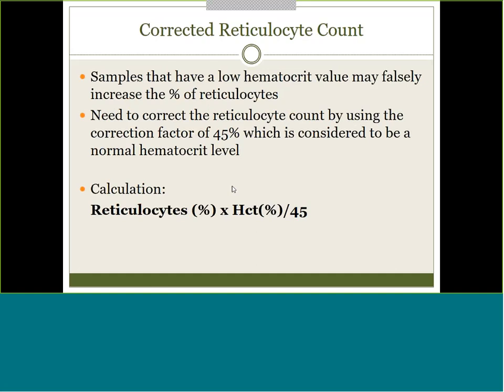So it's your reticulocyte percentage that you came up with times the hematocrit that they have divided by 45. And 45 is just an average hematocrit level. That's why they use that number. And so that will give you the corrected retic count of what it really should be.